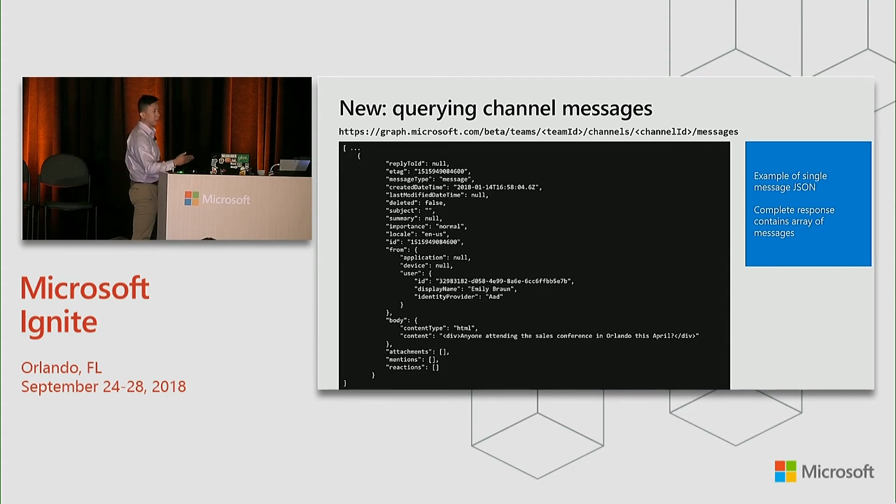So this includes all of the attachments. If there was a file attachment, that SharePoint reference would be there, all of the user mentions, and reactions, so likes. In the future, we're also supporting emoji reactions, so that'll be in there as well.